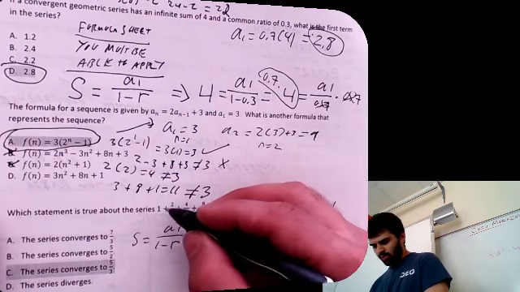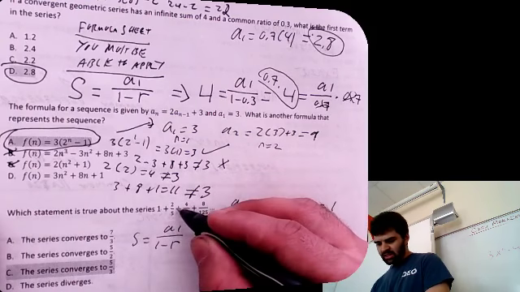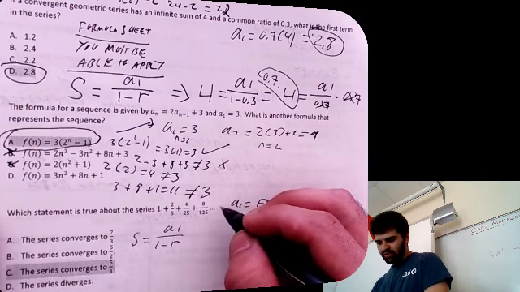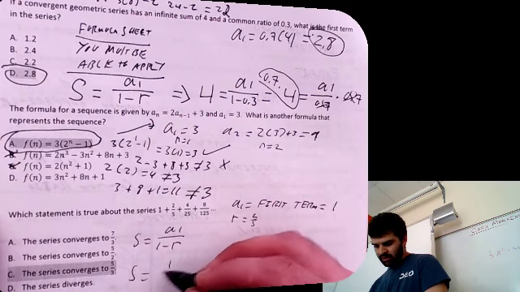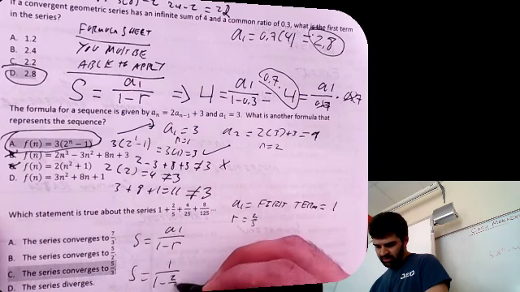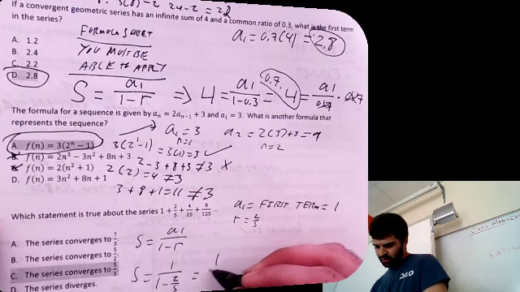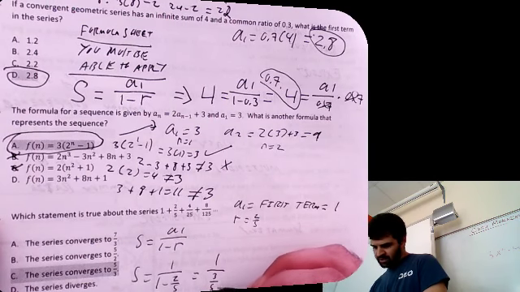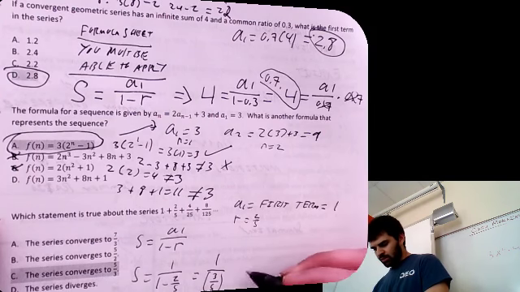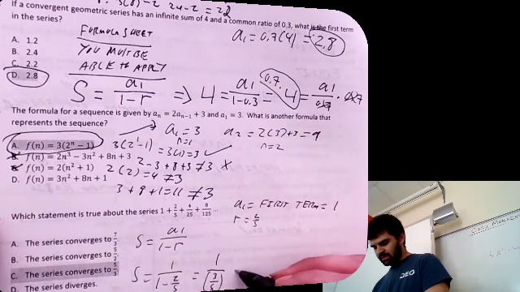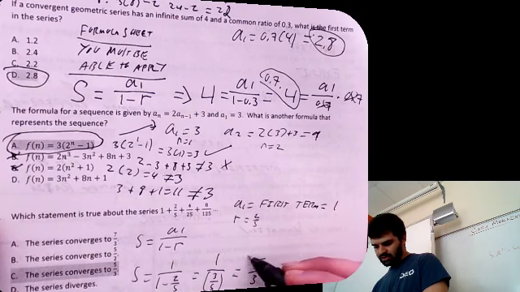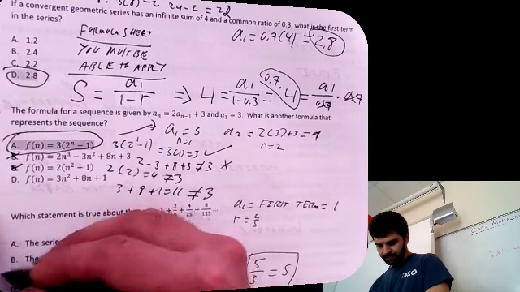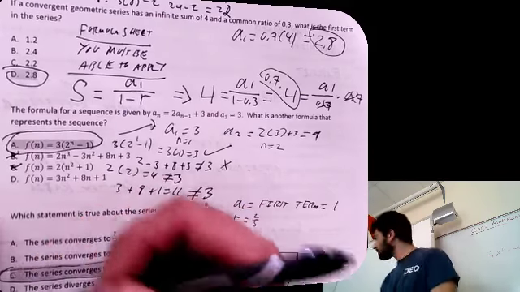Notice that's 1 times 2/5 is 2/5, times 2/5 is 4/25, times 2/5 is 8/125. So S is equal to 1 over 1 minus 2/5, which is 1 over 3/5. So 1 divided by 3/5 is going to be 5/3. So the series converges to 5/3. It's going to be answer choice C.